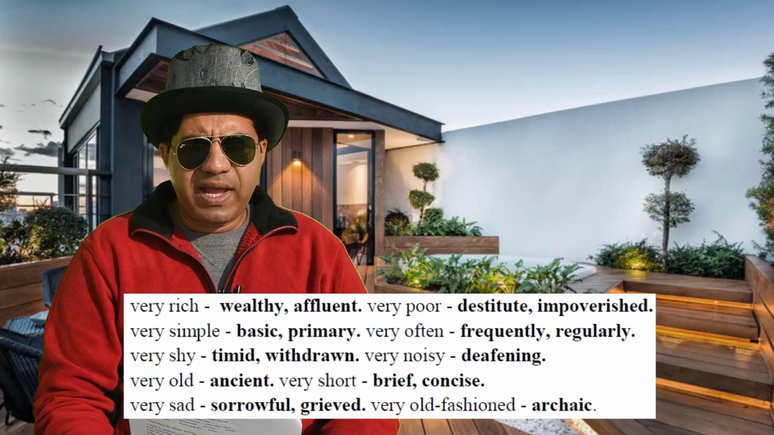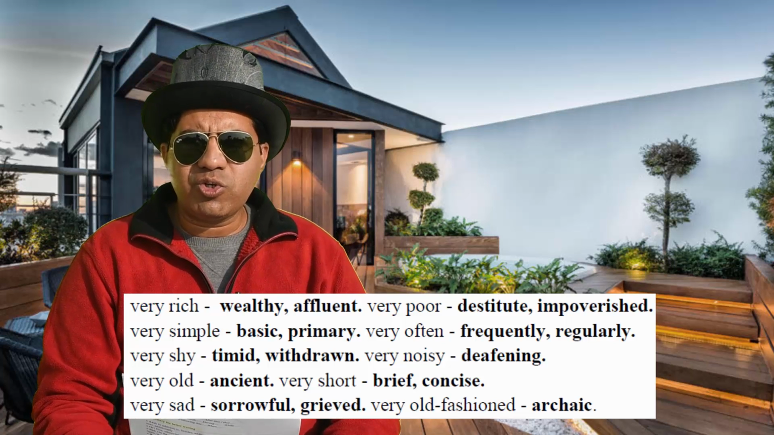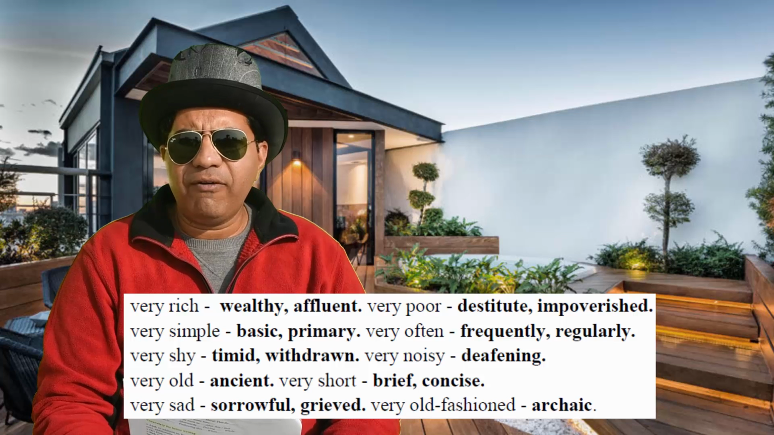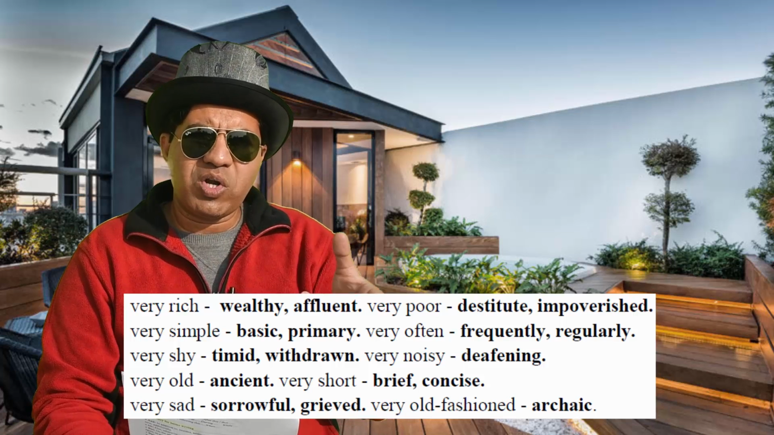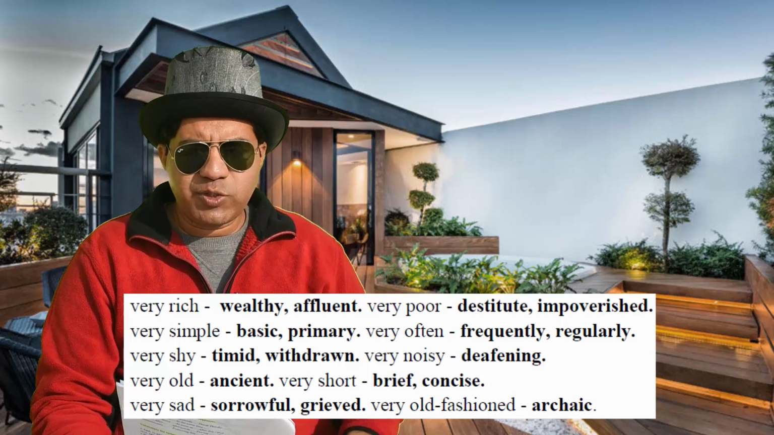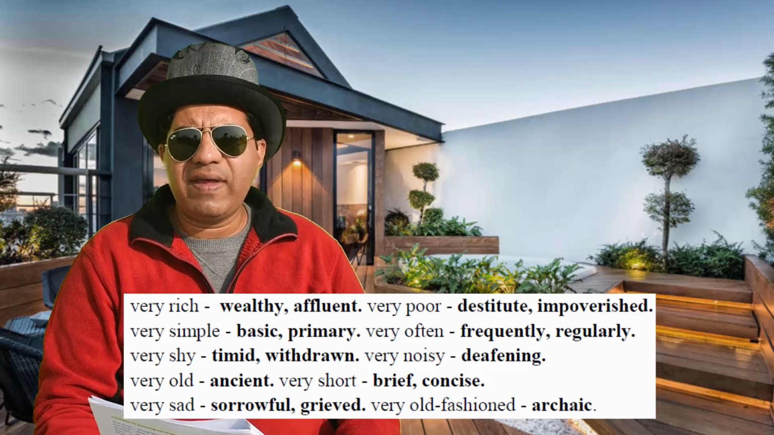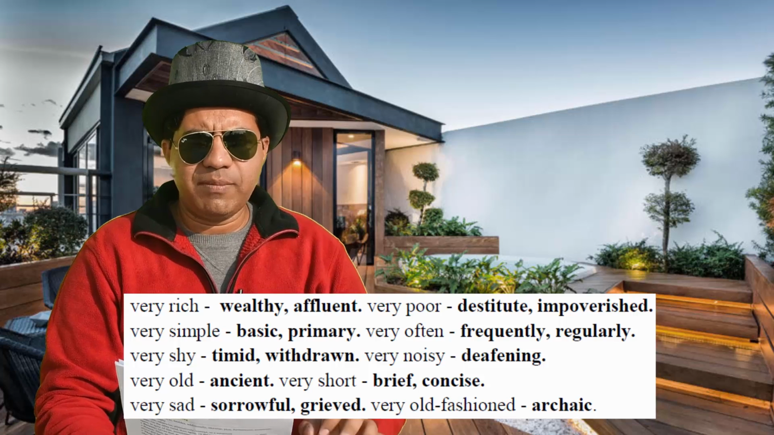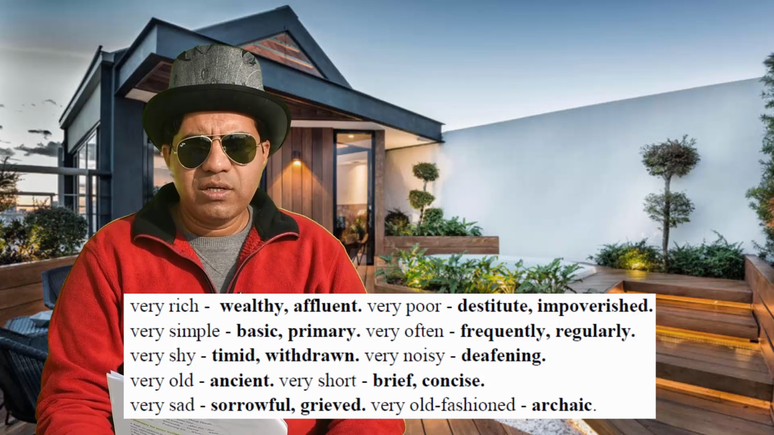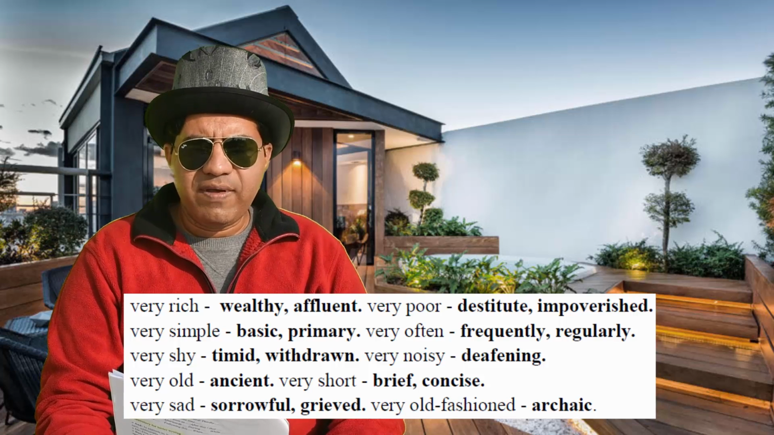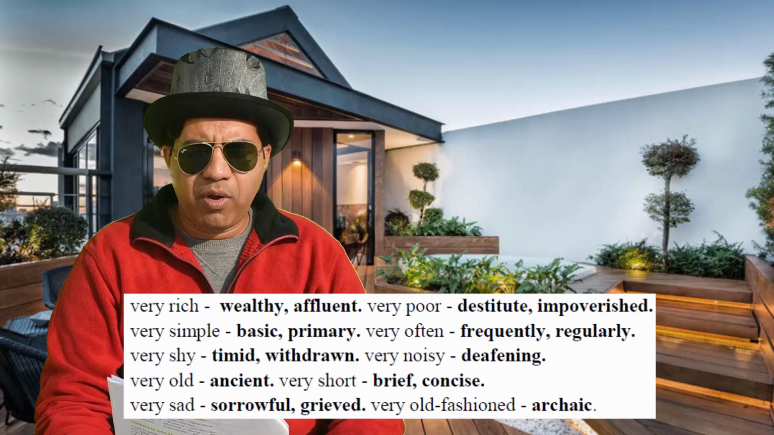Now, instead of writing very rich, you should prefer to write wealthy, affluent. Very rich shows you don't know the next word, right? So that's why avoid the words like very rich, very simple, very shy, very old. Instead of that, you can use some other word. For very rich, wealthy, affluent. Very poor, destitute, impoverished.